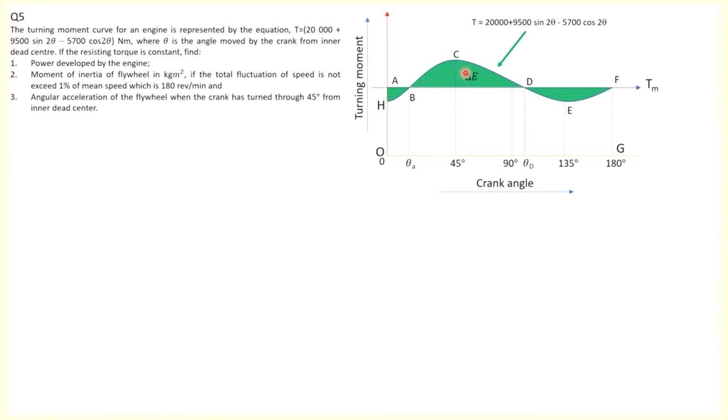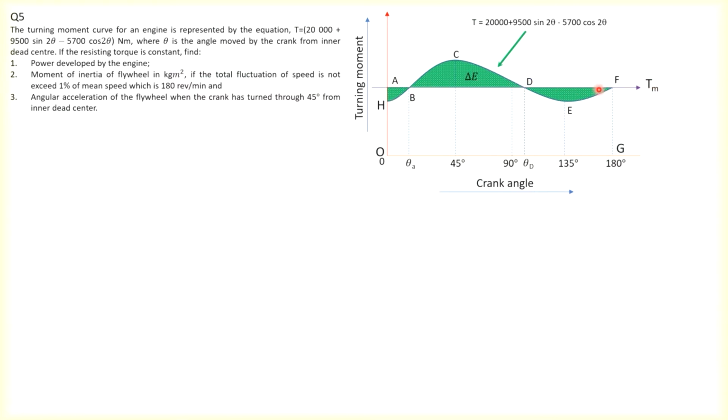So the greatest section is above the mean torque line. This is an initial line which we draw, an assumption. We assume that this horizontal line goes across this curve of HCDEF, which follows this equation. So this is your mean torque line.